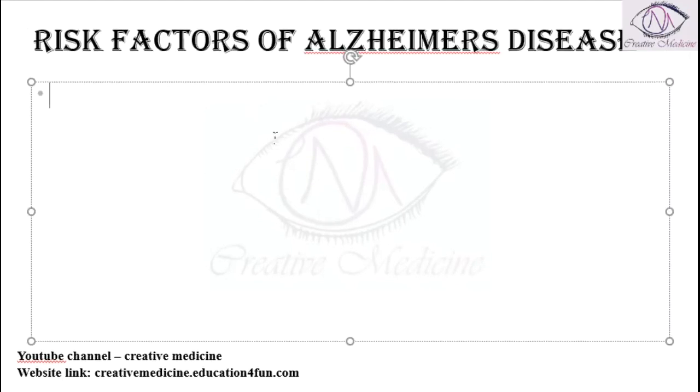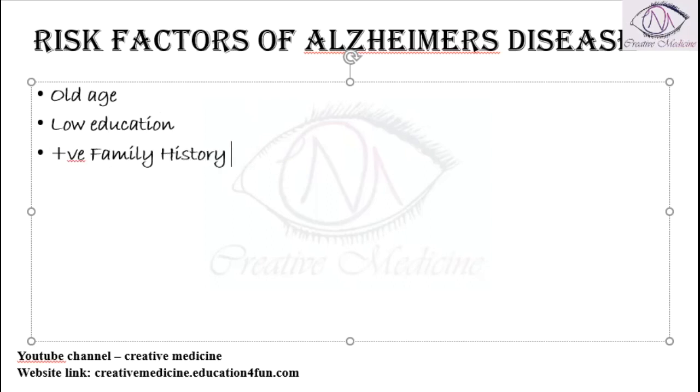Alzheimer's disease is a dementia. It causes dementia, that is forgetfulness. It is most commonly seen in old age. Patients with low education have increased chances of Alzheimer's disease. Positive family history shows an increased risk: if anyone from the patient's family has Alzheimer's disease, then the patient is more prone to have Alzheimer's disease. Then female sex: it is more commonly seen in females when compared to males.